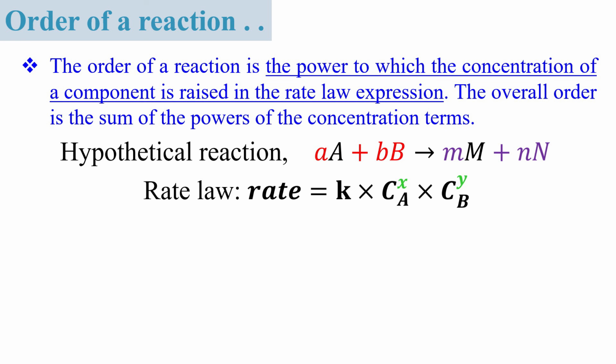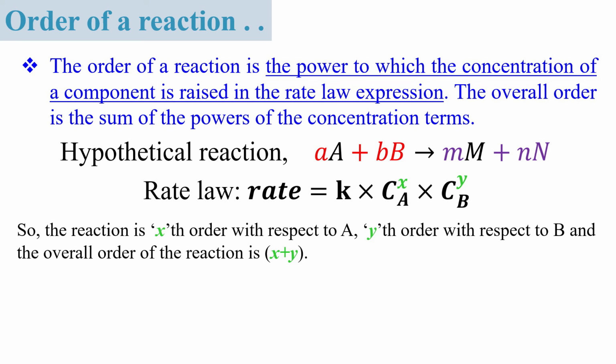Now, assuming the rate law of the reaction, rate is equal to rate constant k times concentration of A to the power x times concentration of B to the power y. So, according to the definition of order, the reaction is xth order with respect to A, yth order with respect to B, and the overall order of the reaction is x plus y. Now I believe you have understood what the order of a reaction is.